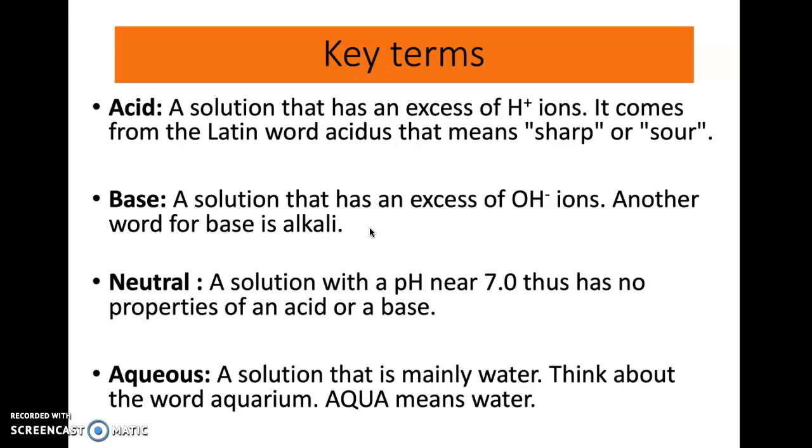An acid has an excess of H ions. It comes from the Latin word acidus, which means sharp or sour. A base is a solution that has excess OH ions. Another word for base is alkali. Neutral is where you have exactly 7.0 and no properties of an acid or base. And aqueous is a solution that is mainly water. Think about the word aquarium.